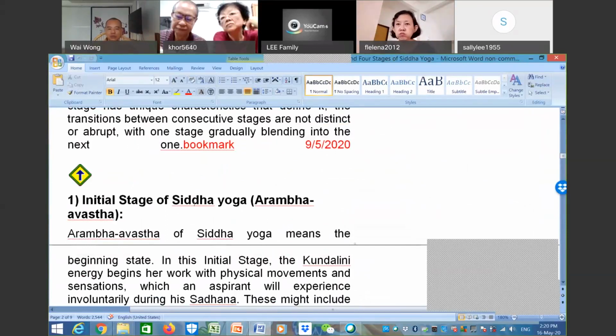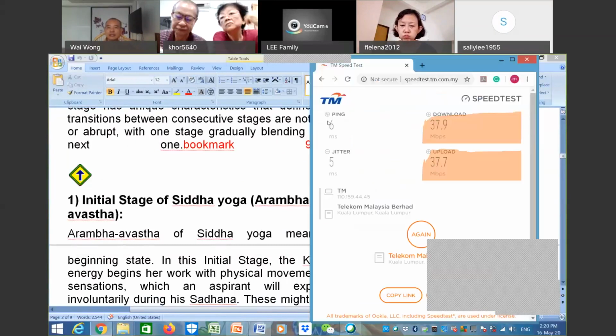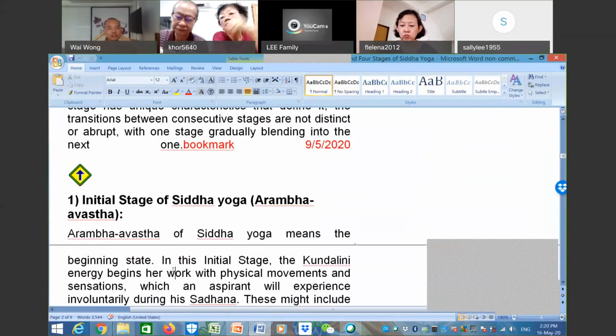First is the initial stages of the Siddha Yoga. Elena, can you please read through it?